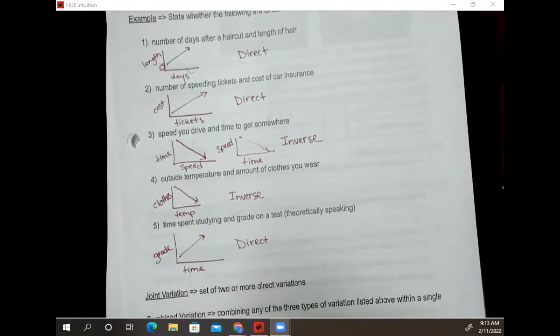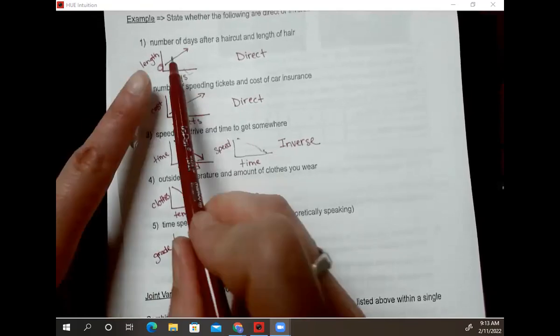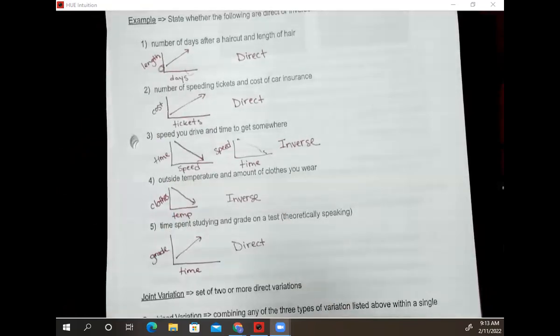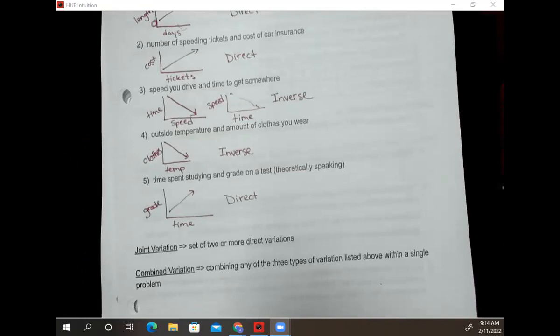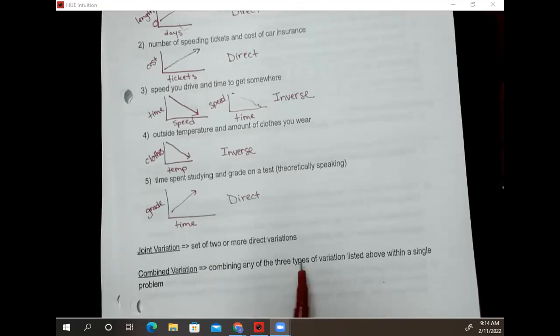Okay. So direct variation, my variables go up together, go down together. Inverse variation, one thing goes up, the other thing goes down, and vice versa. Now, we can also have multiple variables that impact one another altogether. That's called joint variation. So that's when I've got 2 or more direct variations. So maybe it's time I spent studying and number of questions I asked. The more of those things that I did together, the better my grade was. That would be an example of joint variation.